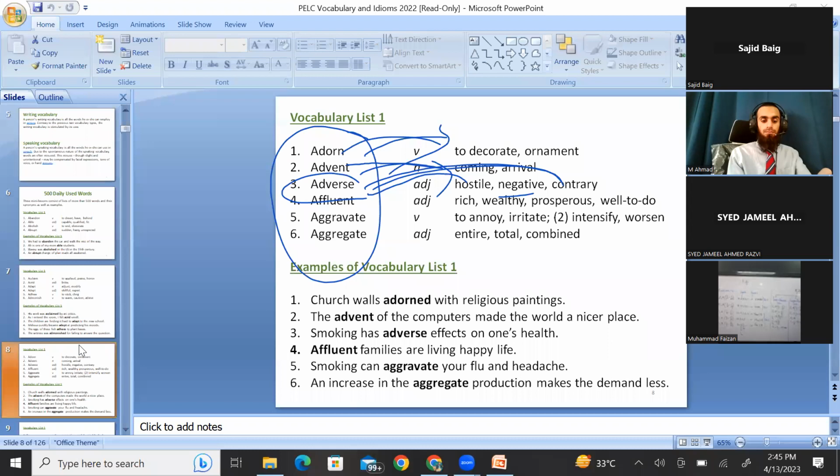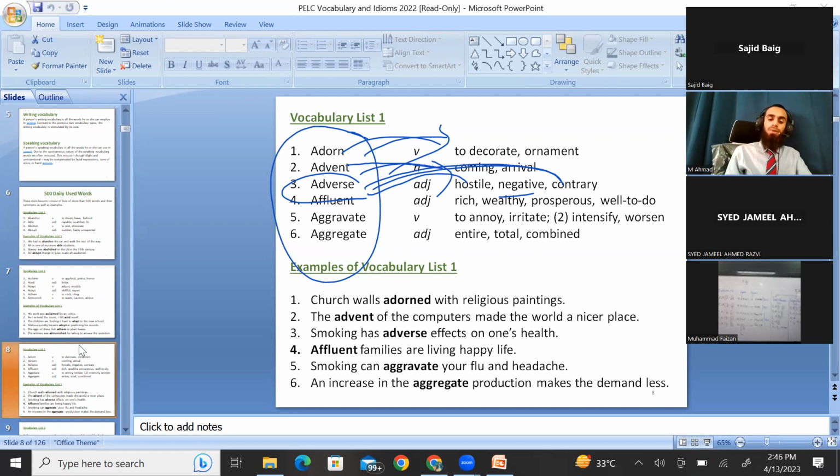We don't have to feel any negativity in our hearts. Yes, for adverse, no hurt feelings. Adverse. Good. Right. Okay. Yes, that is nice. Affluent. Affluent means rich, elite class, upper class.